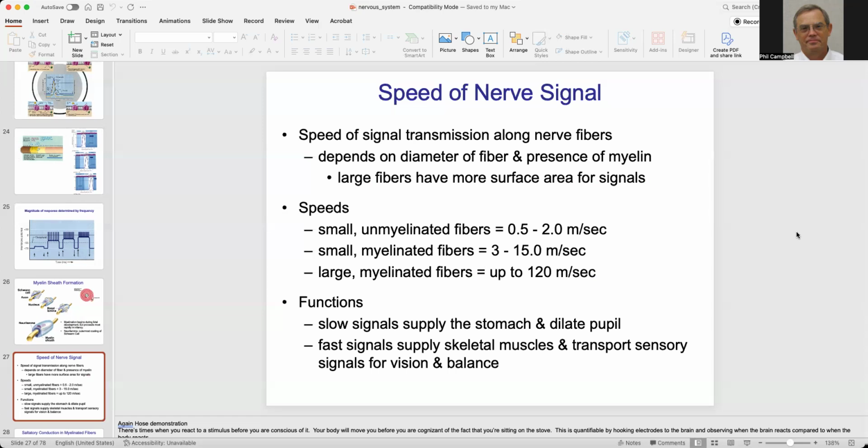Small unmyelinated neurons have a speed of 0.5 to 2 meters per second. Pretty slow. In physiological terms, that's slow. Small myelinated fibers, just by myelinization, we can increase from 0.5 to 2 up to 3 to 15 meters per second. Now, we want to go from here to here. So these are large and myelinated, which can approach speeds of up to 120 meters per second. And that's due to the combination of size, surface area, which means more voltage-gated channels, and myelinization.